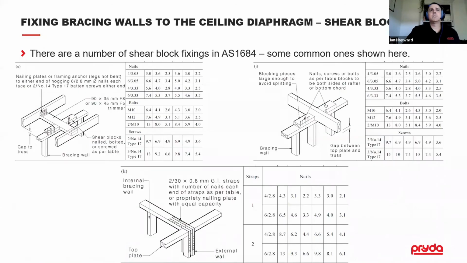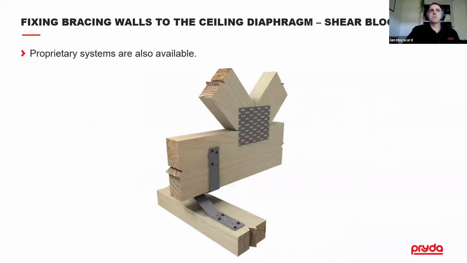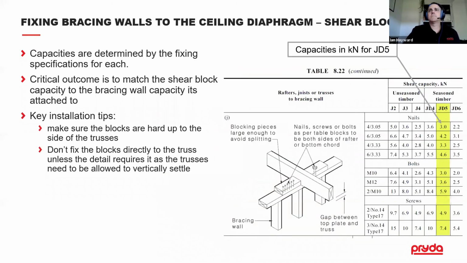Okay, so if we have a look at the shear blocks that are available in 1684, these are some of the common ones. And each of them has a design capacity associated with it. So you can see here, these numbers give the design capacities for these different types of fixings. So we've got screws, bolts, nails. No surprise that the screws and the bolts have a higher capacity than the nails. There's also proprietary systems available as well. We do Pryda connector shear straps, which provide a similar type of design to shear blocks.